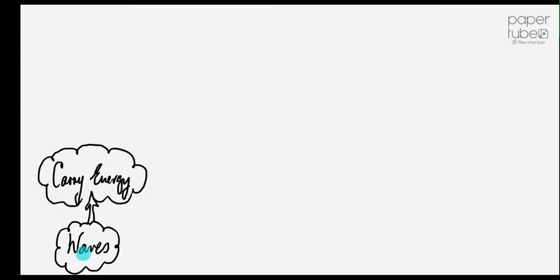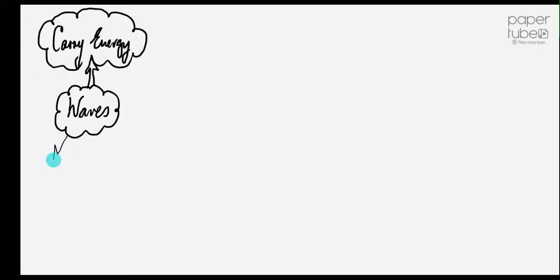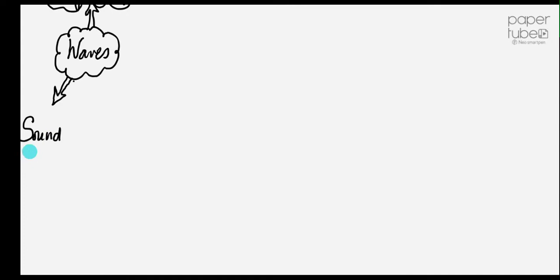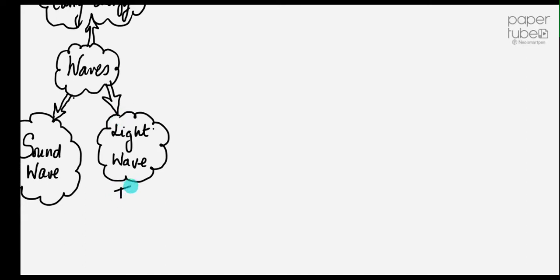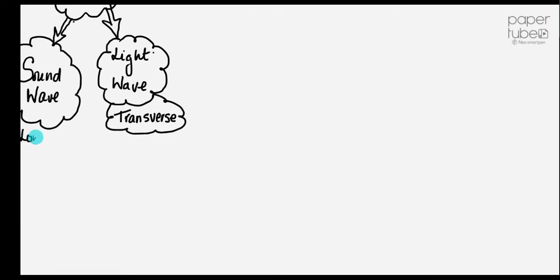As human beings we use two types of waves. One is a sound wave, and the reason we have ears is because of the sound wave, and the other one we have is a light wave, and that's why you've got eyes. And when you look back at these, this is known as a transverse wave, and the other one is a longitudinal wave. So those are the two types of waves.